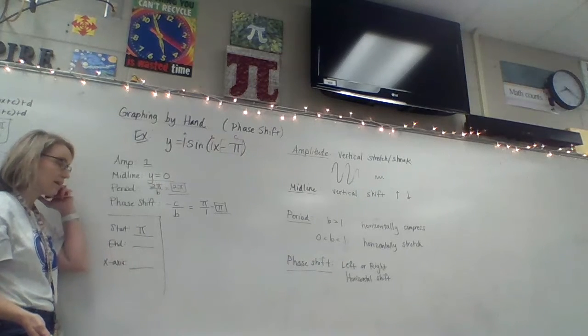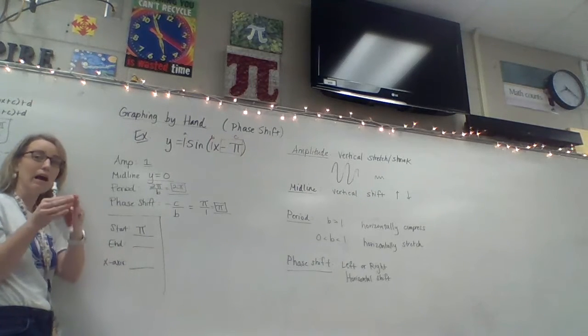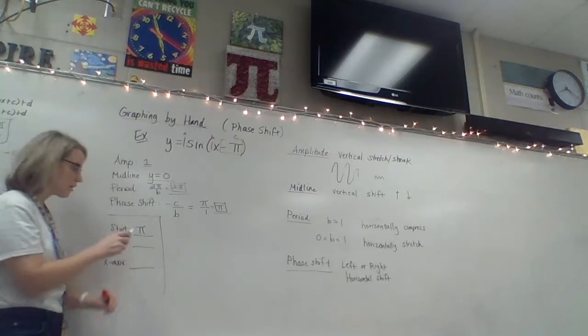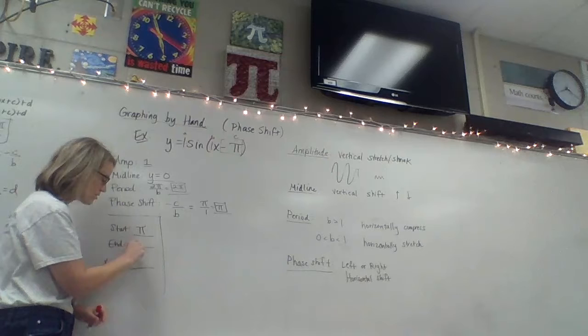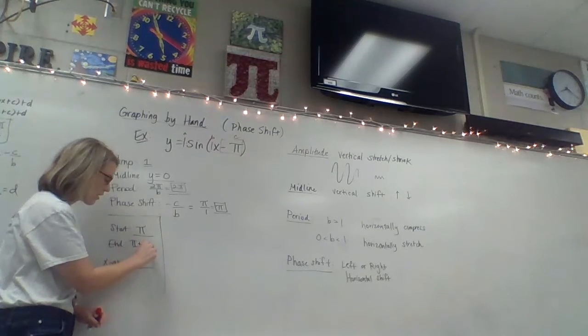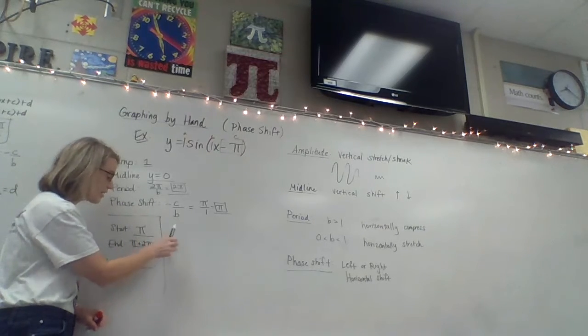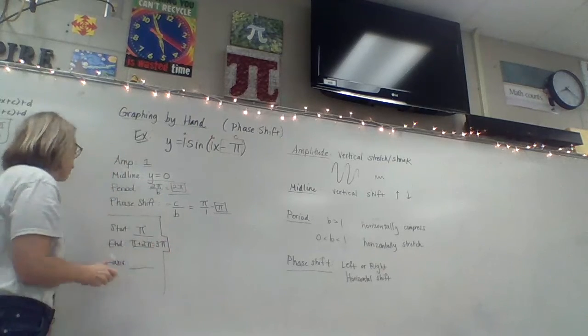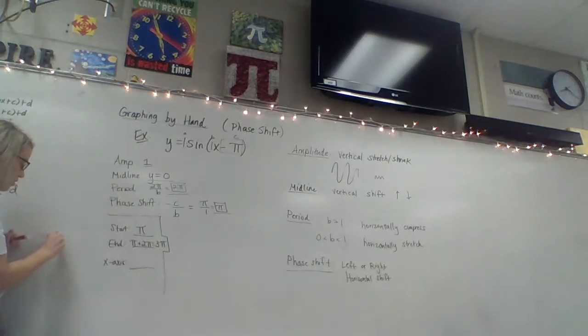2 pi. Okay, so if it starts at pi, and it's got a period of 2 pi, so here's where we start. This is how far we've got to go. It is going to end at 3 pi. Okay, so we need to make a little note over here about how we did that. We did the start plus the period value.